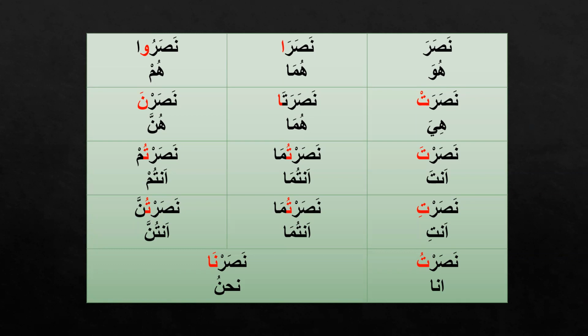Alhamdulillah. So let's see the next thing. What is the next one? Anti Nasarti. Now this Ta, with the kasra. Anti Nasarti. Again, you helped. One female helped. You, one female, helped. The singular form. Antuma Nasartuma. You two women helped.